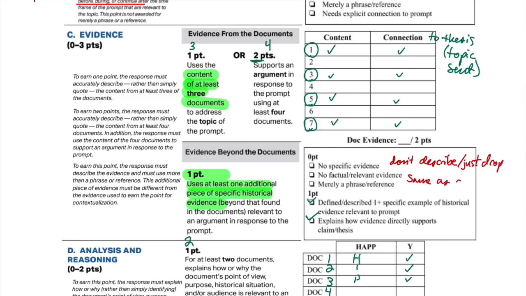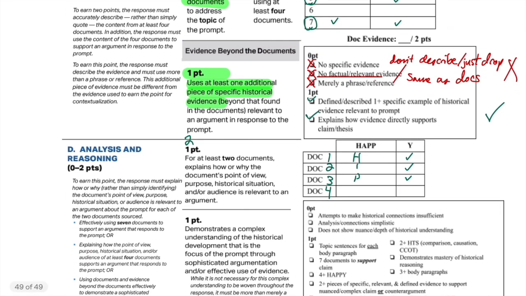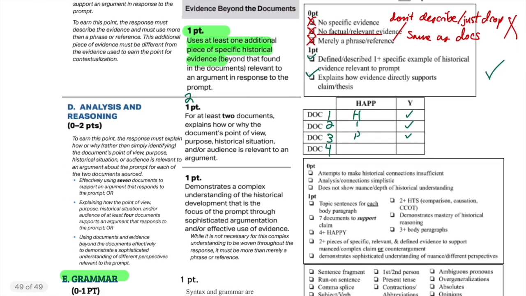So that's where I would put over here on this outside evidence is the same as the documents or other categories, or it lacks explanation, so you just name dropped it in there, or it's irrelevant to the argument. Like it's a fact that has nothing to do with the essay you're writing. If I check this, you don't get the point. So you want this, not this.